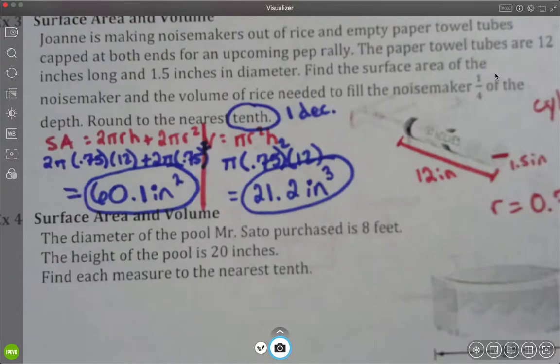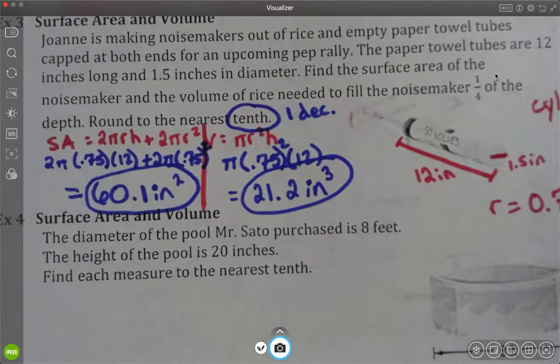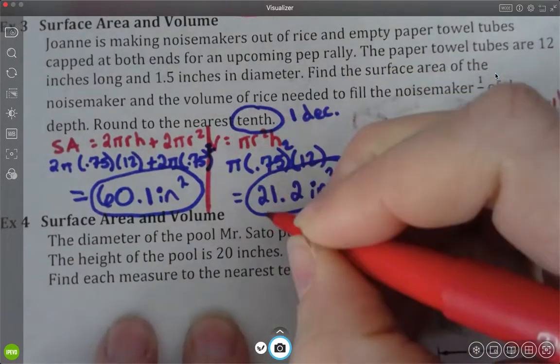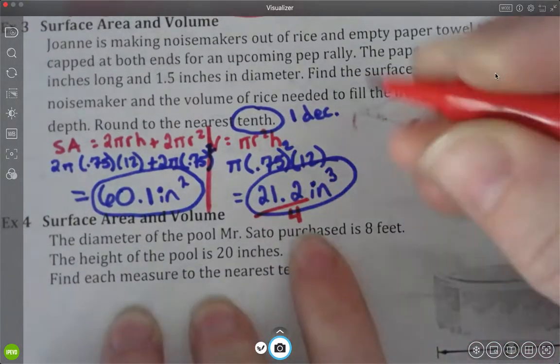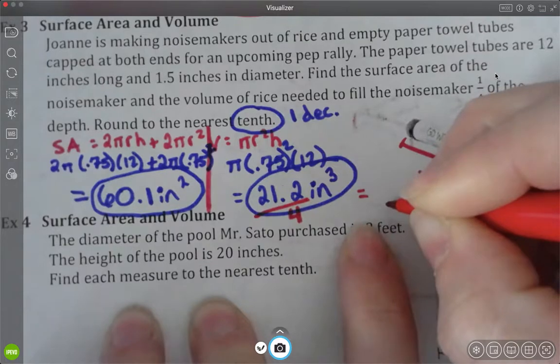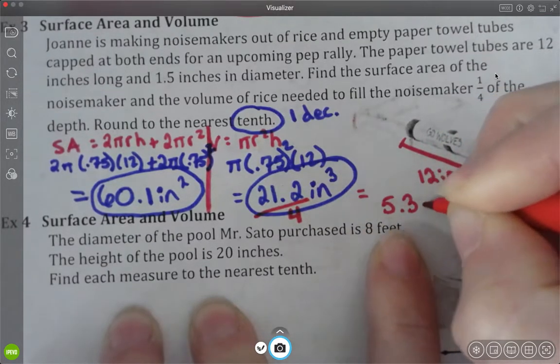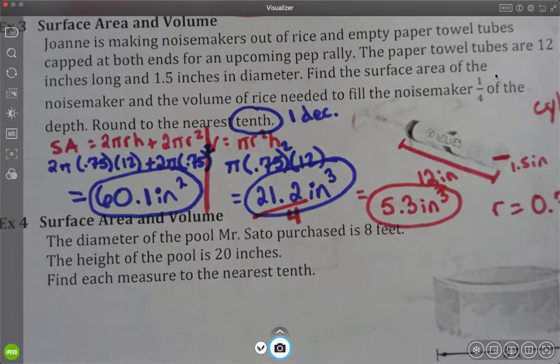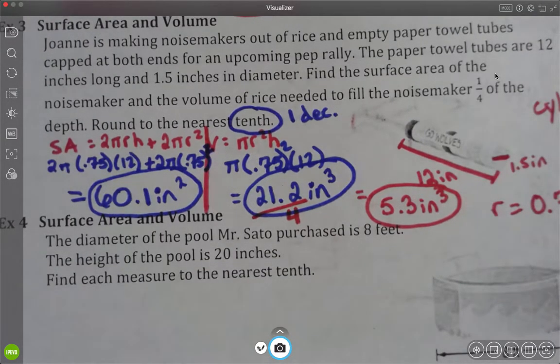Yes. So what do we need to do if we're only filling this a 1/4 of the way full? We're going to divide it by 4 because these are only going to be filled a 1/4 of the way. So 21.2 divided by 4 is 5.3. So we only are filling it 5.3 cubic inches. So there's 5.3 cubic inches of rice in that thing. Okay? All right, last one.